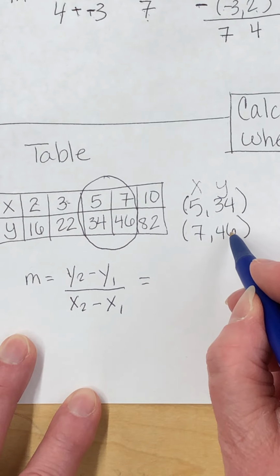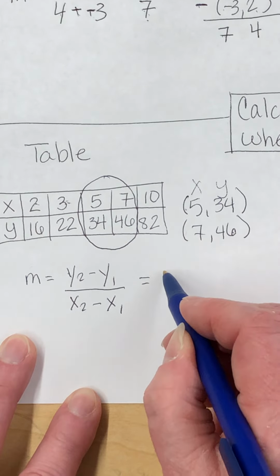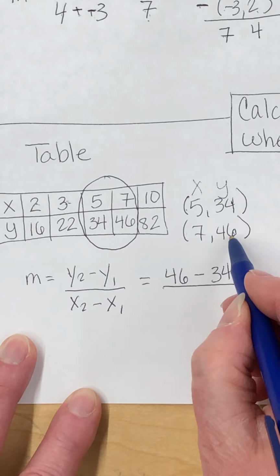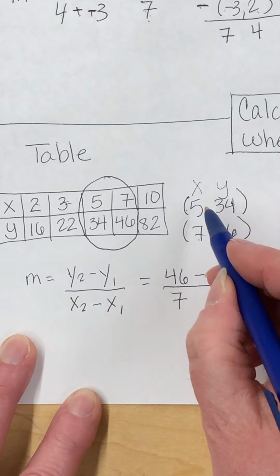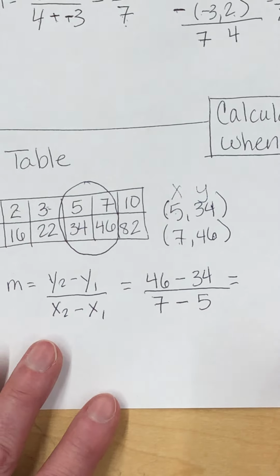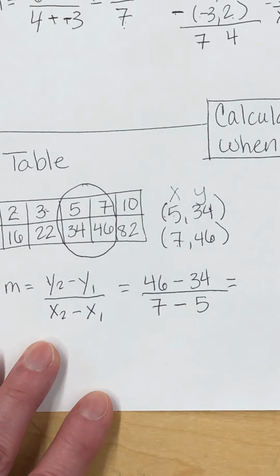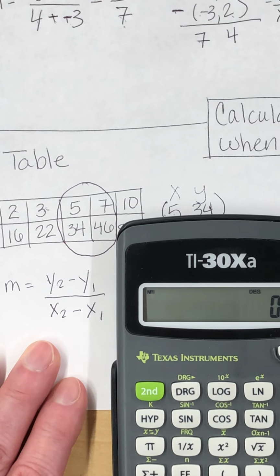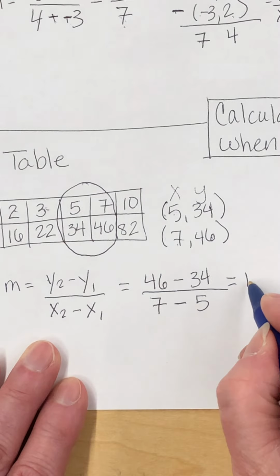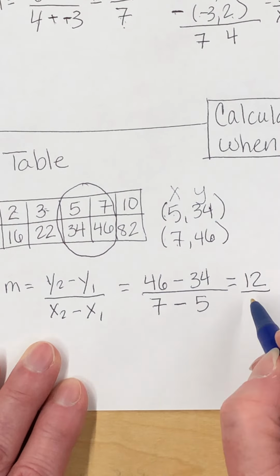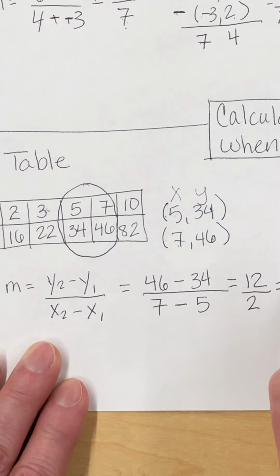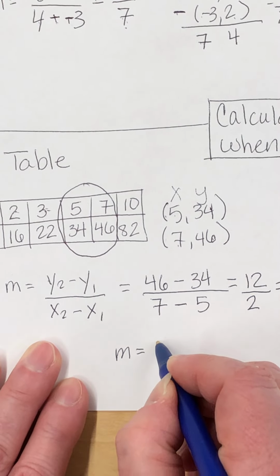All right, so I'm going to do the math. So I'm just going to take this one. So let's say this is y2. So 46 minus the other y, which is 34, over their x's. So 7 went with the 46, 5 went with the 34. Remember, we're subtracting. So then I do 46 minus 34, and we'll just use our calculator for that. 46 minus 34, 12. All right, so that's 12, and it's positive, and 7 minus 5 is a positive 2. Okay, when I do 12 divided by 2, I get 6. So my slope is actually positive 6.